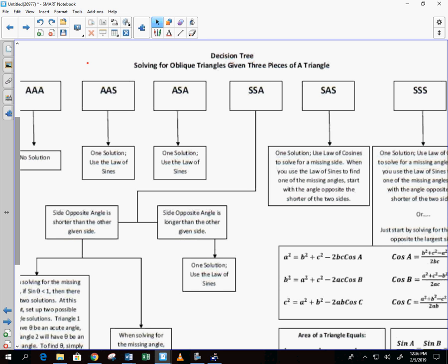Angle, side, angle did work. Angle, angle, side did work. The donkey did not work, right? Side, side, angle spelled backwards is booty. And that's a problem.